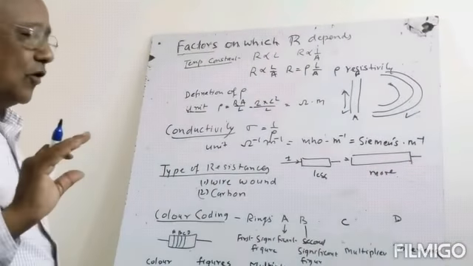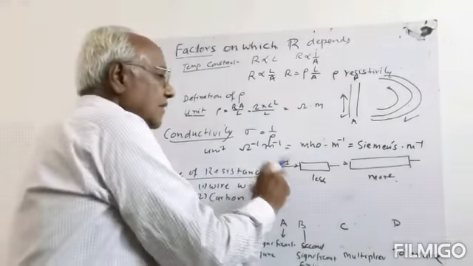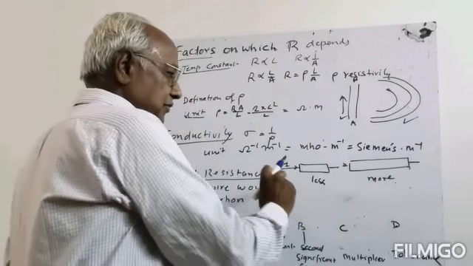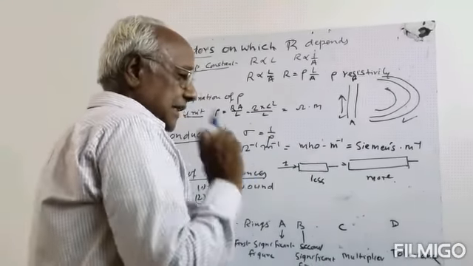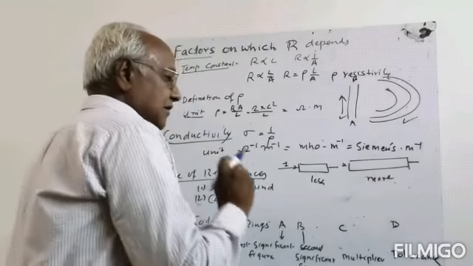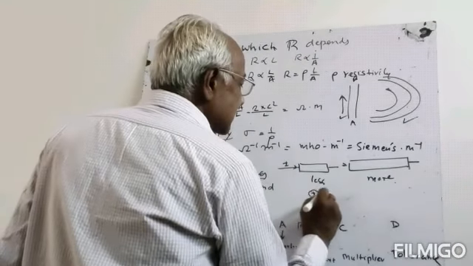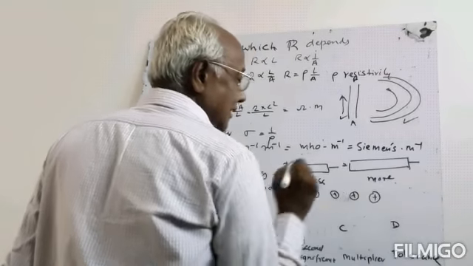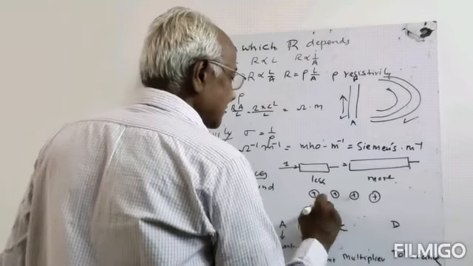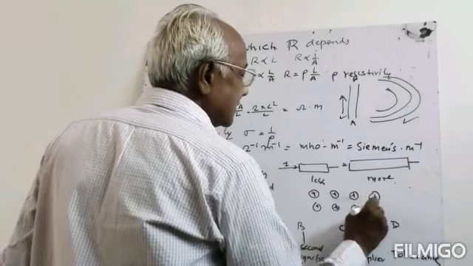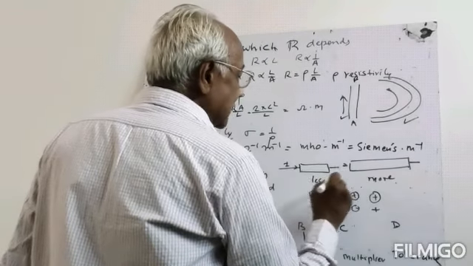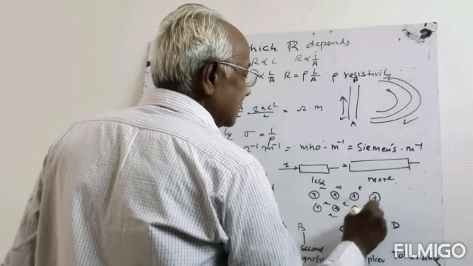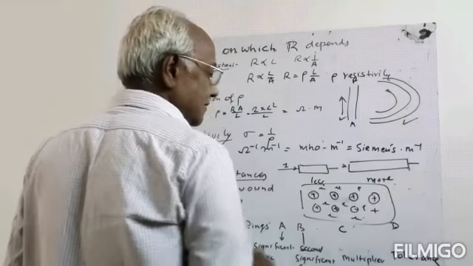Now, what is the cause of obstruction in the flow of charges in the conductor? In the conductor, there are positive charges, they are fixed at the lattice, and negative charge electrons are randomly moving in the conductor.